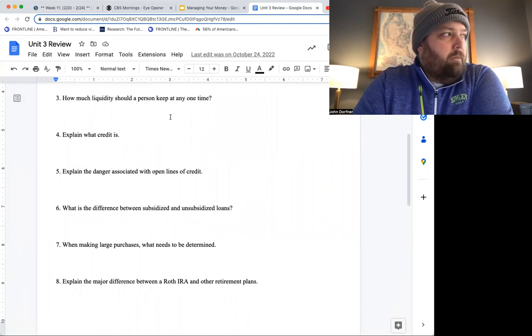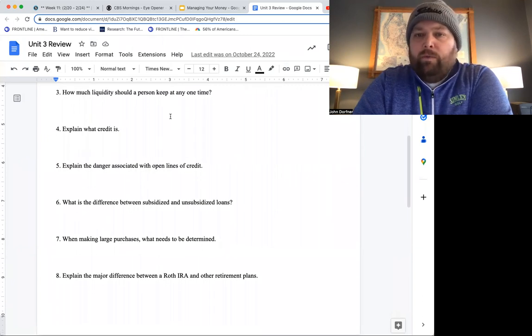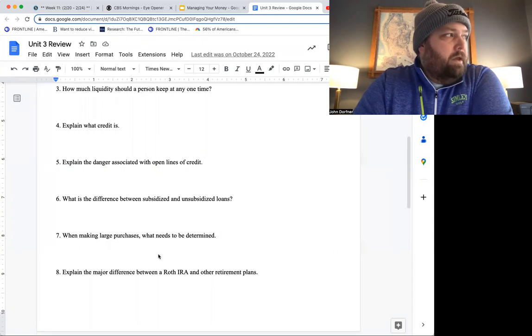How much liquidity should a person keep at any one time? 6 months is the ideal number. 6 months of expenses. Obviously, that takes some time to get there. Things may happen in the future where you got to dip into that a little bit. That's okay too, right? We don't want to be paying interest on anything. 3 is okay. 6 is ideal.